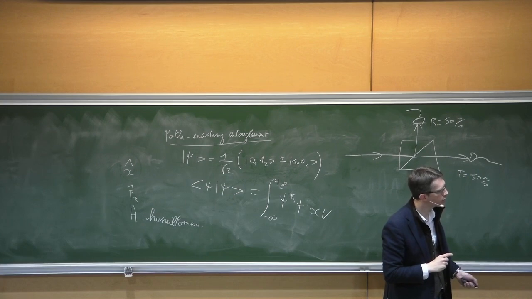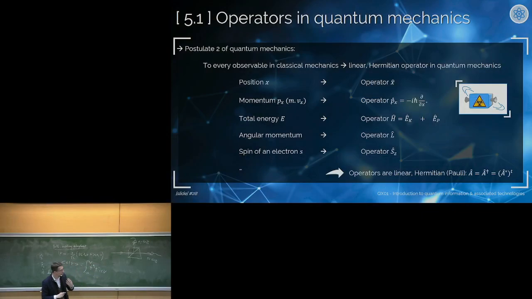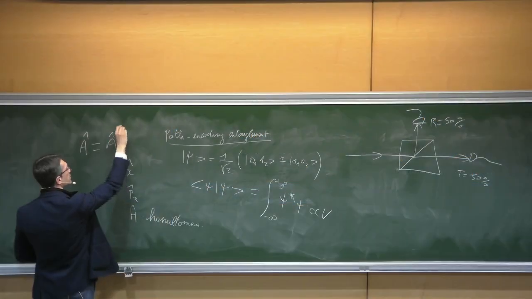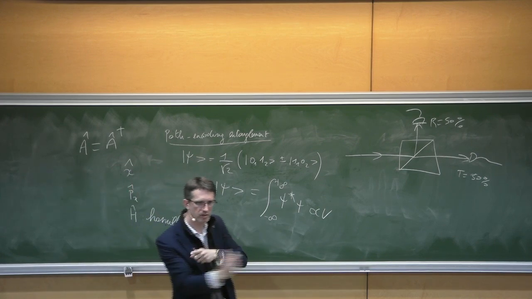So all these operators, which are the quantum mechanical representation of the observables, the so-called operators of the observables of these quantities, have to be, like I said, linear and Hermitian. Hermitian means that each of these operators has to follow this property, where we have A hat equals A hat dagger, where dagger, remember, is the complex conjugate and transpose.